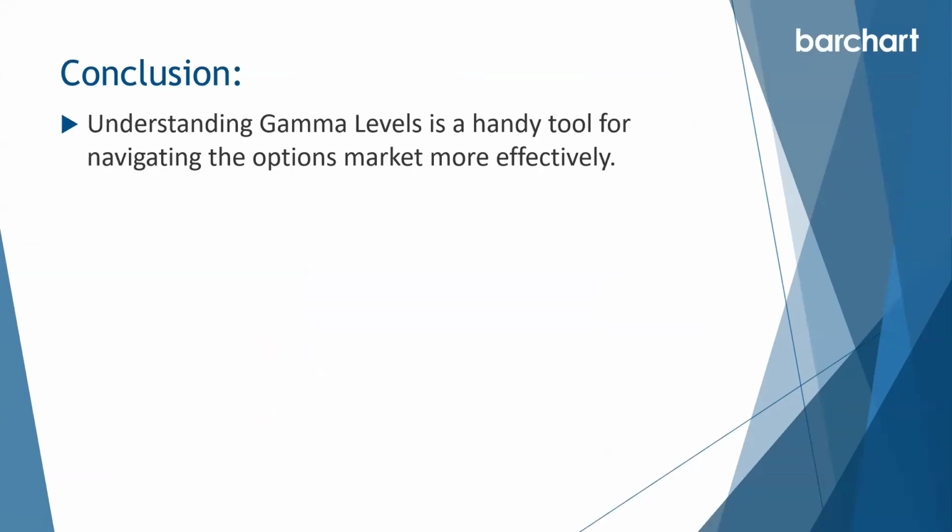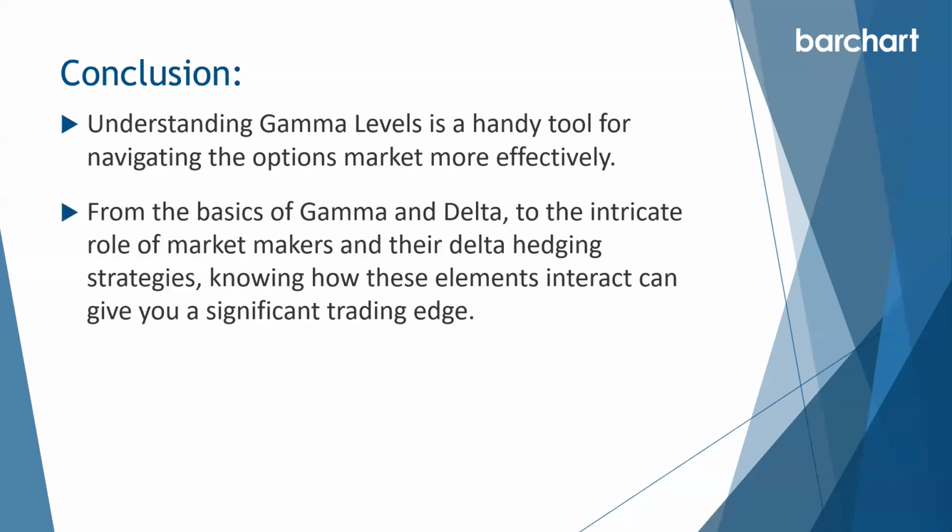So in conclusion, understanding gamma levels is a handy tool for navigating the options market more effectively. From the basics of gamma and delta to the intricate role of market makers and their delta hedging strategies, knowing how these elements interact can give you a significant trading edge. And with the help of Bar Chart Excel, you can quickly and easily view those gamma levels and see what's going on under the surface with each underlying stock or ETF.